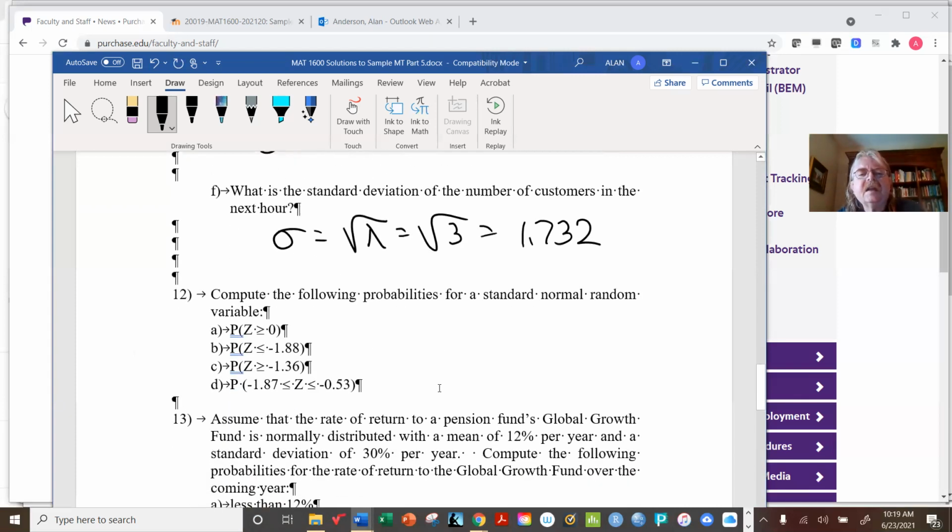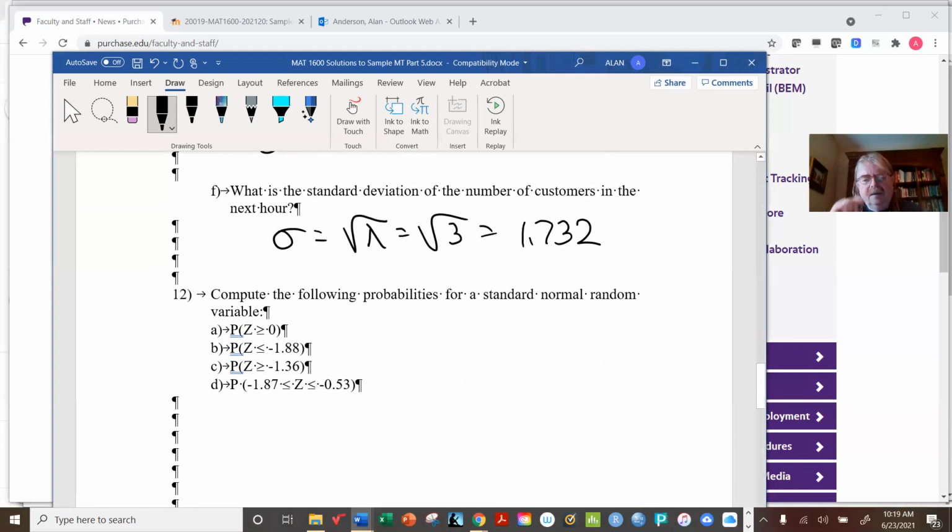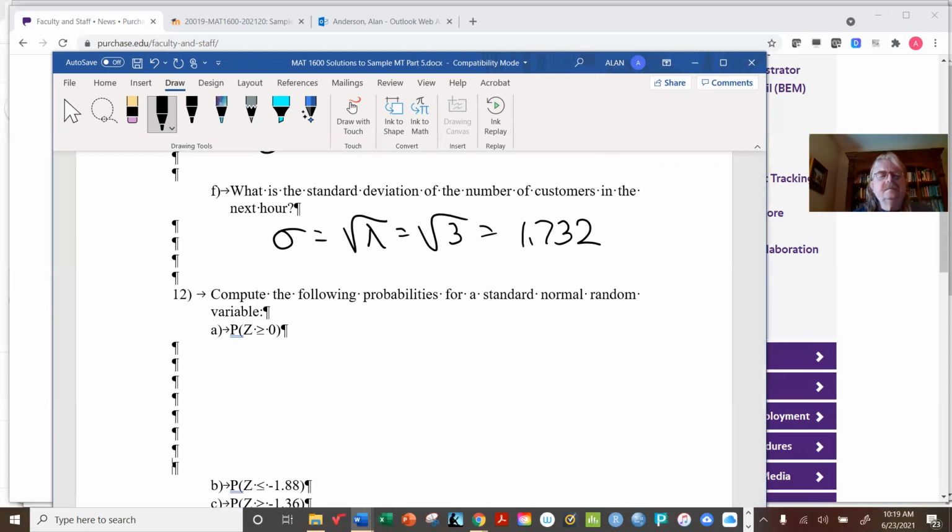All right, now we've got some standard normal probabilities here. And again, there's a couple of things we can do. The first one, for example, is a bit of a trick question because we're looking at the probability that z is greater than or equal to 0, which is the mean of the distribution. And by definition, this is just equal to 1/2.